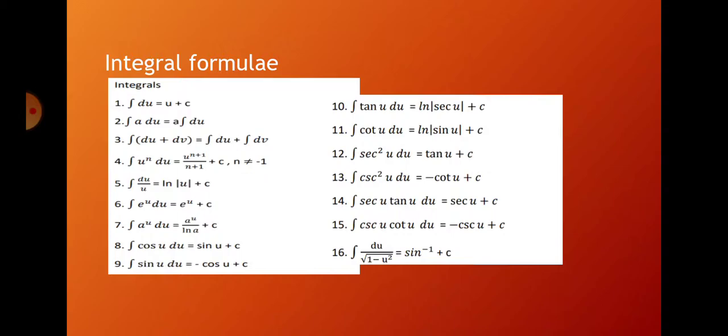6. The integral of e to the u du is e to the u plus c. 7. The integral of a to the u du is a to the u over ln a plus c. 8. The integral of cosine u du equals sine u plus c. 9. The integral of sine u du equals negative cosine u plus c.